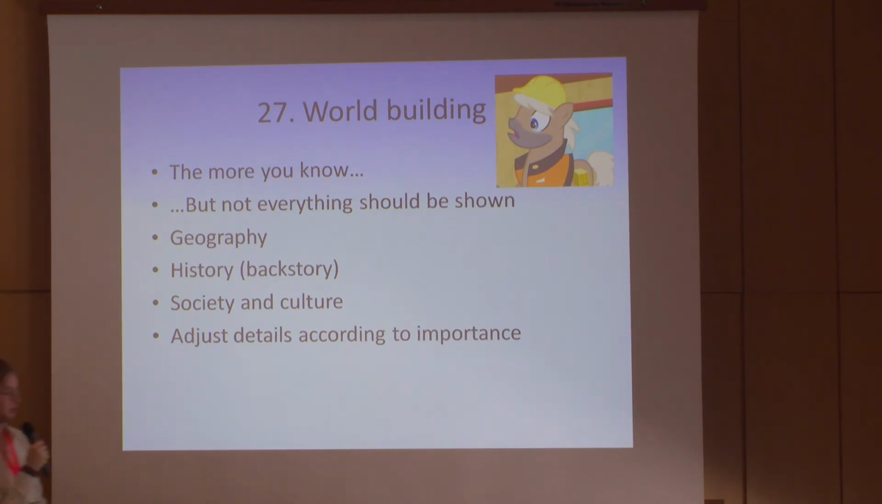Then we have society and culture, which has everything to do with the people or ponies living in your settlements. Are there differences between rich and poor? What is the government like? Is it the Lunar Republic or the Celestial Monarchy? I don't know, make something up. Empire, thank you very much. Adjust the details according to importance. If a settlement is very important and many things happen in there, you should write a lot of details. But if your characters are just passing through your settlement, you don't need all the details, of course.